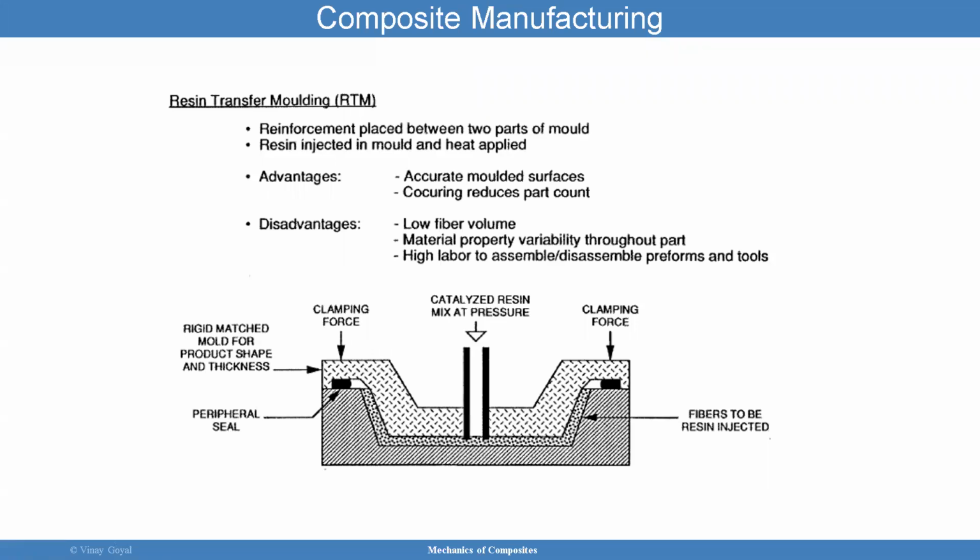You have the resin transfer molding, and here what I'm showing is a more zoomed in view of this. You have a reinforcement placed between two parts of the mold. The resin is injected into the mold and heat is applied. Advantages: accurate molded surfaces and reduced part count. Disadvantages: low fiber volume, you're going to have material property variations throughout the part, and high labor is another issue you're going to see.